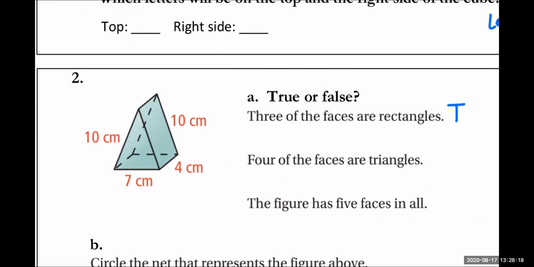Scott? Yeah, it's not equilateral, right? It's a 7x4 rectangle. Okay, true or false? 4 of the faces are triangles. Hello? How many are triangles? 2. Okay. The figure has 5 faces in all. True or false?